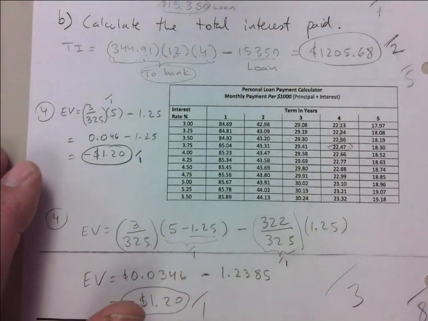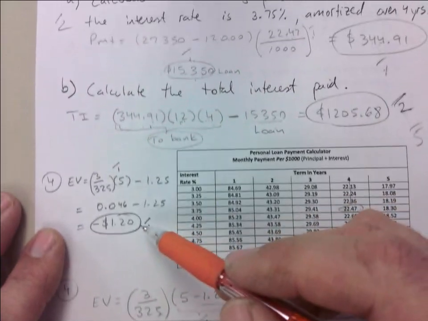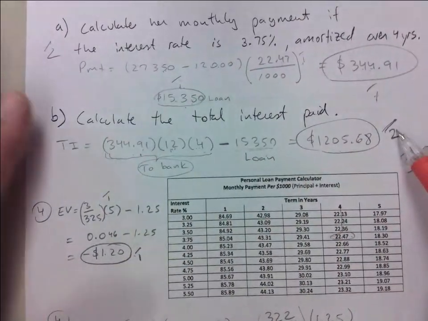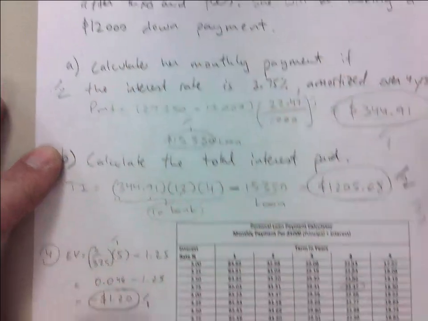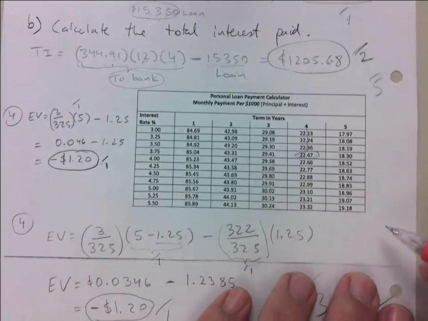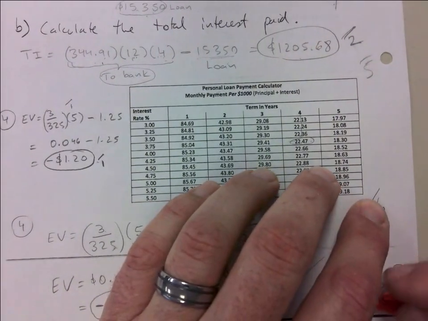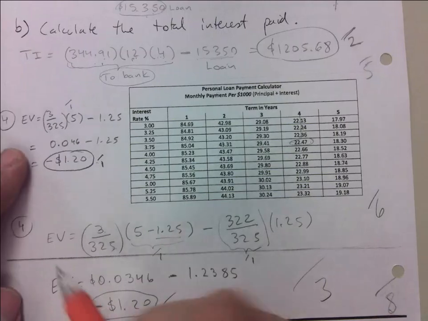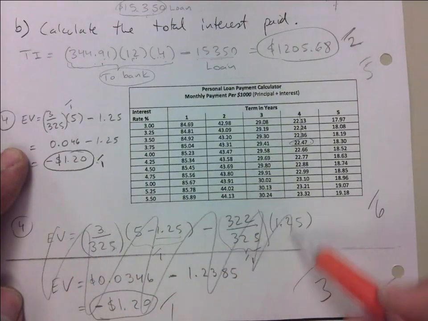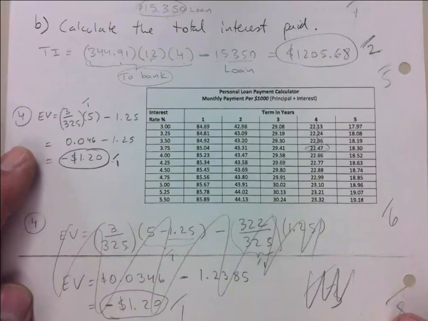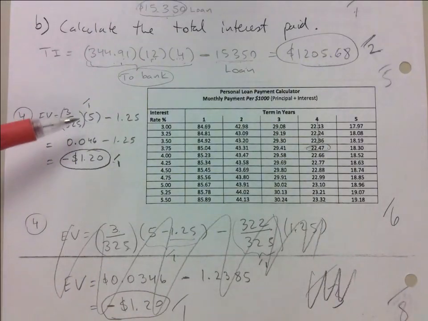Okay, so let's get the marks for this page. 1, 2, 3, 4, 5, 6. So it's 6 marks for the back side. Okay, I'm gonna get rid of this. I don't want you to do it that way anymore. This is much easier, much cleaner. It works every time.